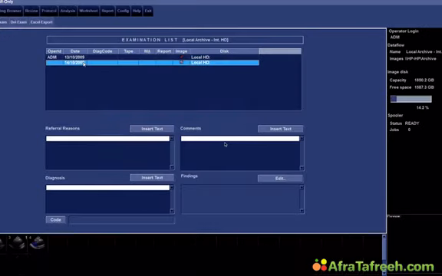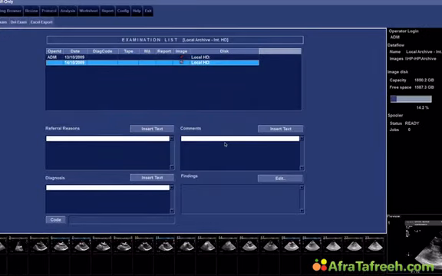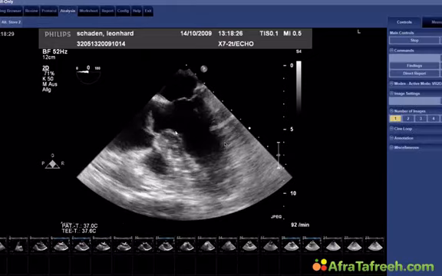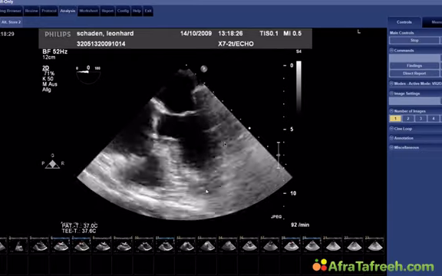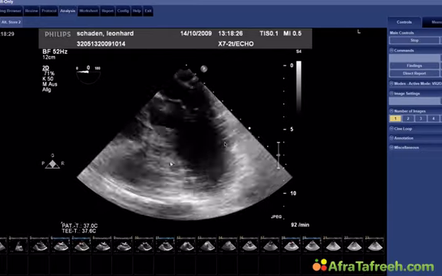Well, let me go to the follow-up study of this patient. And what we performed, obviously, was a transesophageal echo. Here you can see a 4-chamber view of the left ventricle.